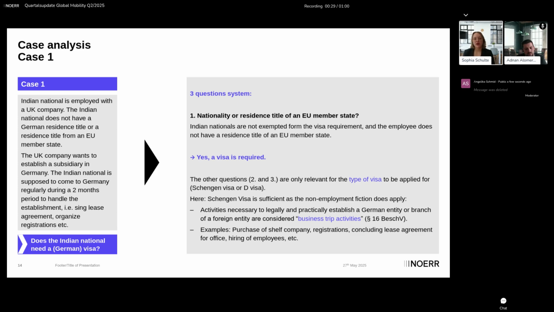So, for example, the purchase of a share company, the registration with the commercial register, or any other public registration that is needed, concluding the lease agreement for the office of the company, hiring employees in Germany, etc. All these activities that can be considered as part of the establishment of a German entity or branch are considered non-employment, and therefore a Schengen visa suffices in this case of this Indian national.